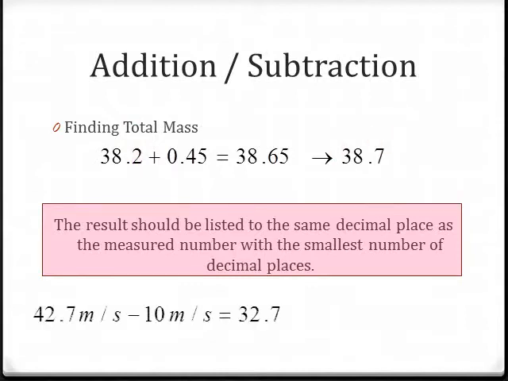Here's another example, except with subtraction. We do the same thing, right? Actually, this one's listed to the tens place, while this one's listed to the tenths place. There's no decimal point here, so that means the zero is not significant, right? So it's the tens place. The actual calculated number is 32.7. We have to round it all the way to the tens place right here. So the actual number should be reported as 30.